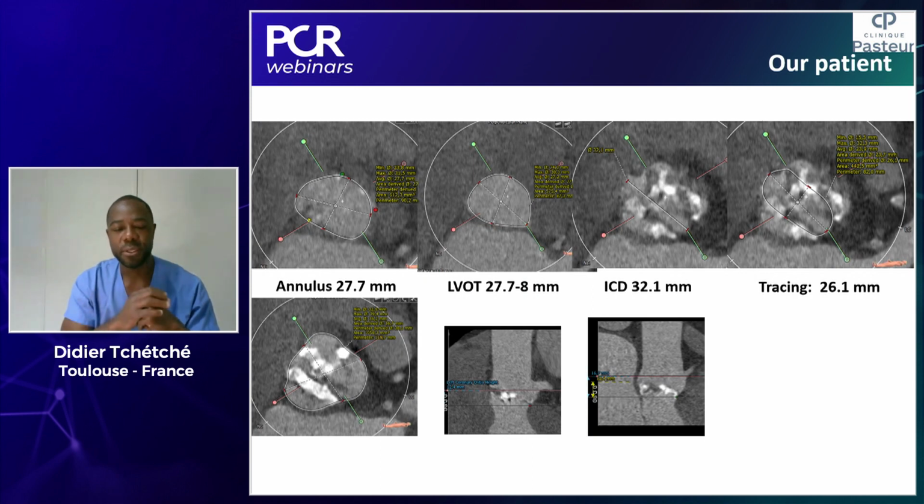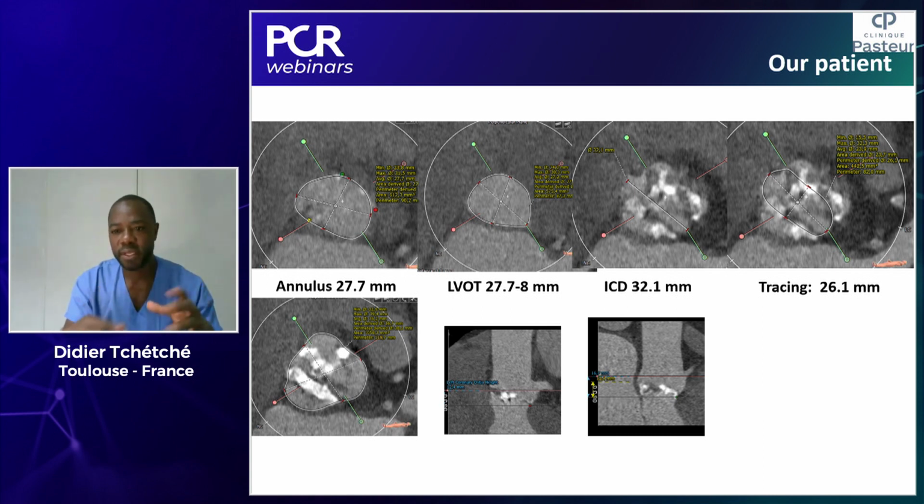So this is our patient. Overall, as you can see, the annulus is 27.7, the ICD is larger than the annulus, so we're going to size based on the annulus. 27.7 could be a 29 Sapien 3, maybe a 30 Navitor or Titan, or it could be an Evolut Pro Plus 34.